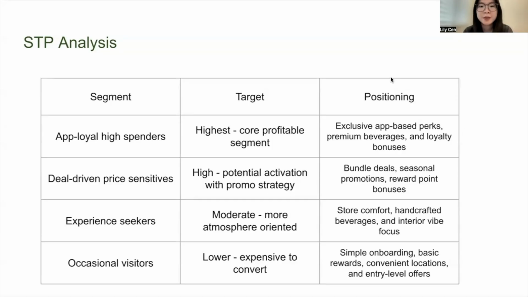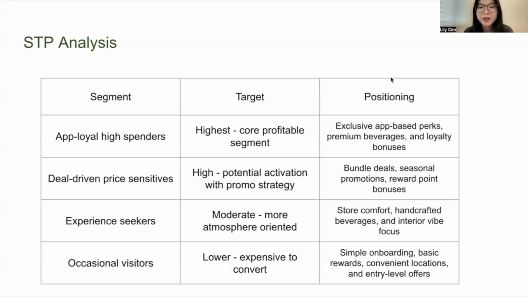Next, we have deal-driven price sensitives. These customers respond strongly to discounts and promotional offers. They offer high activation potential if Starbucks strategically uses bundle deals, seasonal promotions, and bonus reward points to entice repeat visits. The third segment is experience seekers who care most about the in-store environment. They come for the ambience, handcrafted drinks, and the cafe vibe. Targeting should focus on enhancing comfort, interior design, and the overall Starbucks third place experience.